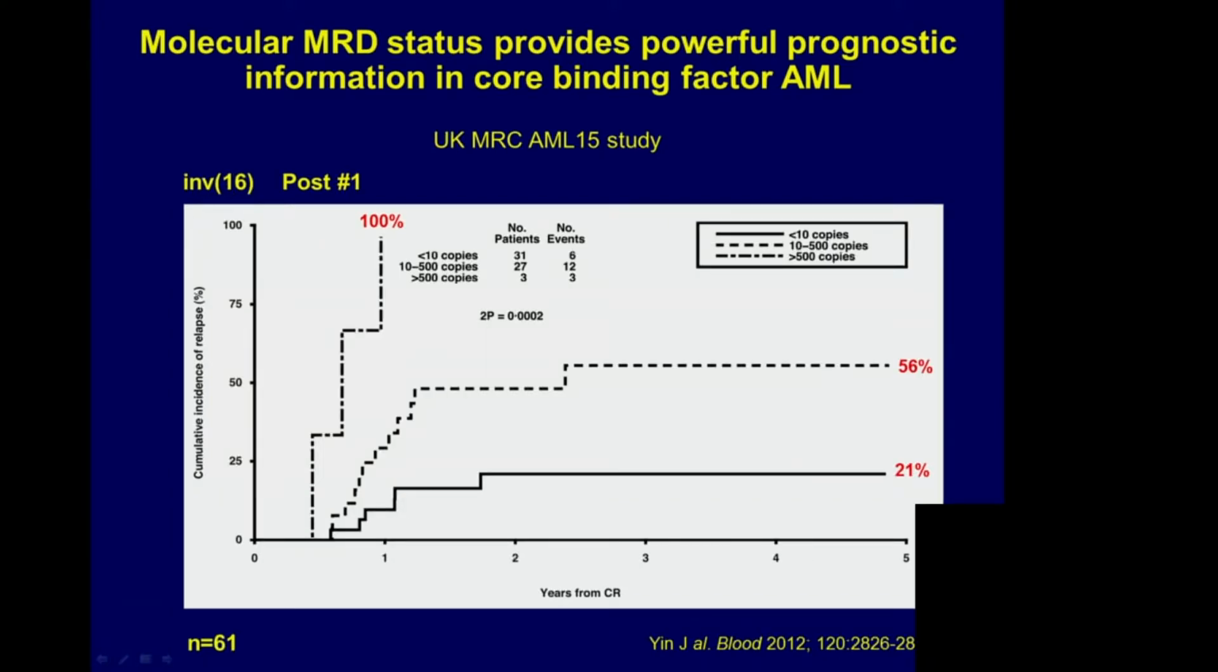And similarly, for inversion 16, we can define a group of patients who has an extremely high risk of relapse, as well as an intermediate and a favourable group.